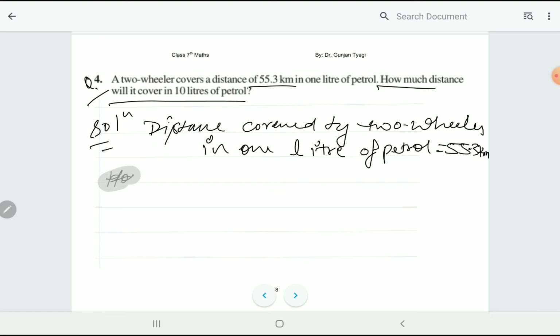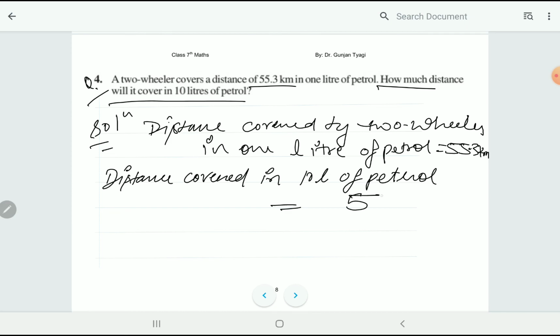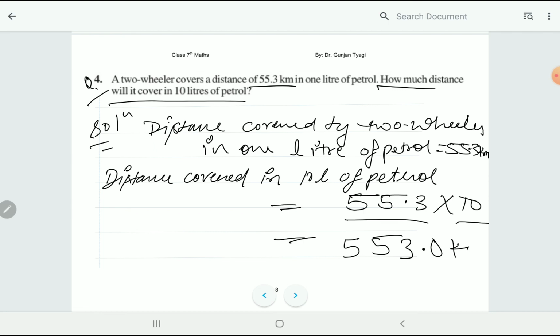So distance covered in 10 liters of petrol is equal to, मल्टीप्लाई करेंगे, आपको 1 लीटर के लिए गिवन है और आपको 10 लीटर के लिए फाइंड करना है. वेरी इजी. जब आप 1 का गिवन होता है, कुछ भी 1 और मोर के लिए आपको फाइंड करना है, तो आप प्रोडक्ट मल्टीप्लाई करते हैं. तो जस्ट डू द मल्टीप्लाई बाय 10. There is 1 zero in 10, so the decimal will shift 1 place to the right, so it will be 553.0 kilometer. This is the answer.